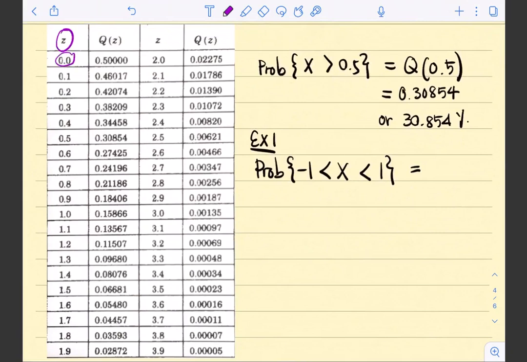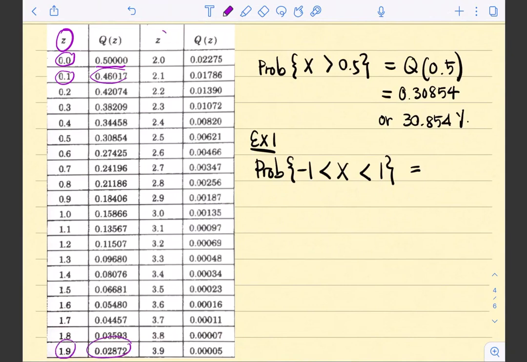Start from Z equal to 0, the output is equal to 0.5 as we see. As the Z value increases, the tail will get smaller and smaller, and you see that the output of the Q function is getting smaller.